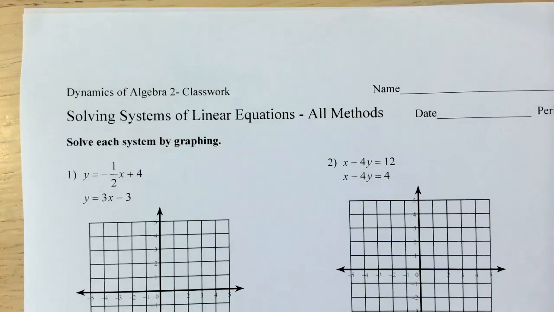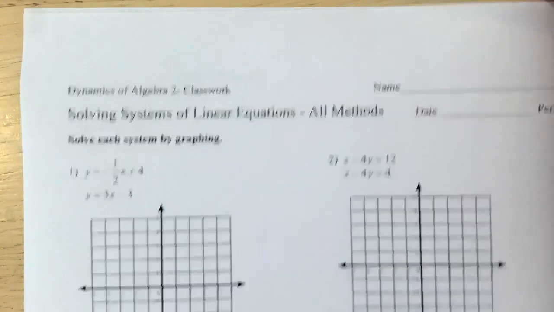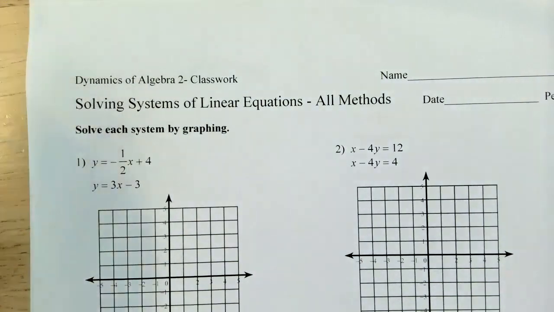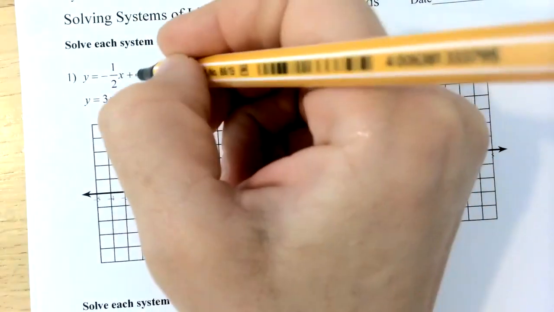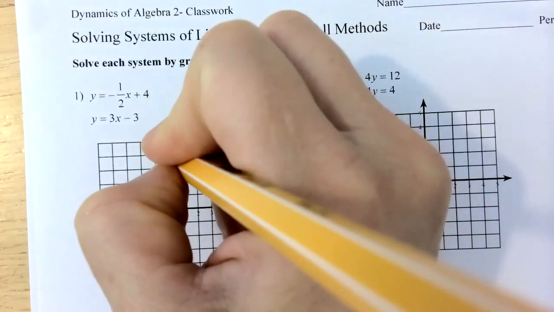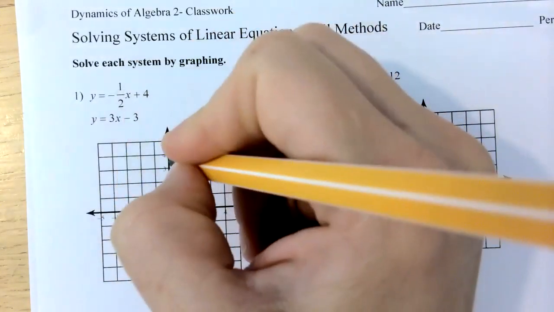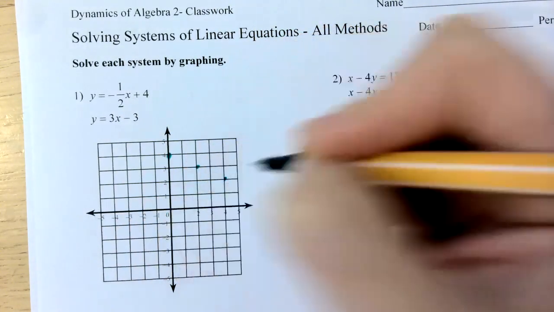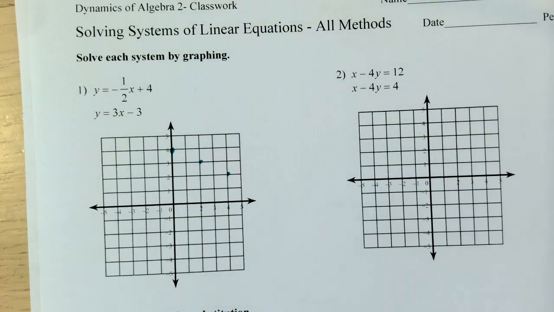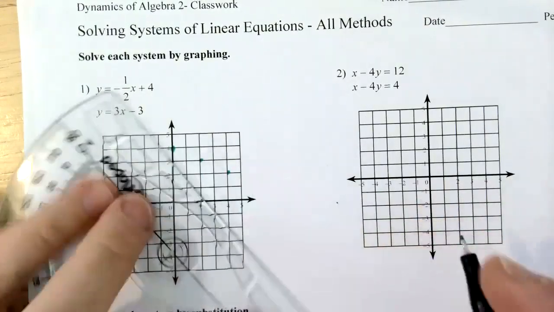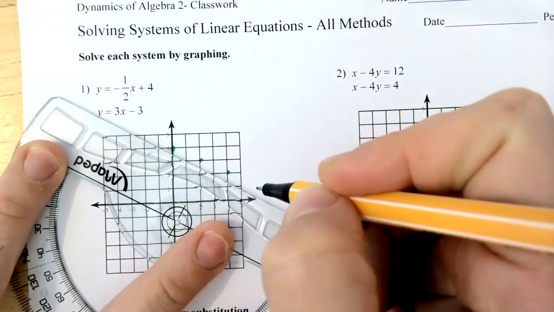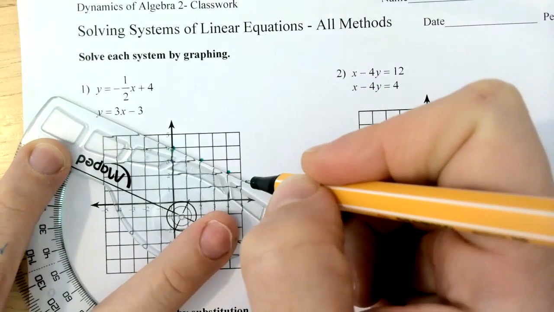So for graphing, it's just a matter of finding line 1 on the coordinate plane. So line 1 would have a 4 as your y-intercept. And then you're going to go down 1, right 2, down 1, right 2. I don't have a ruler, 1 second. And that's going to be your first line.